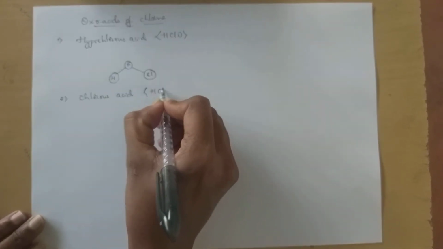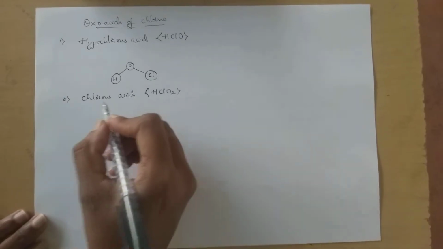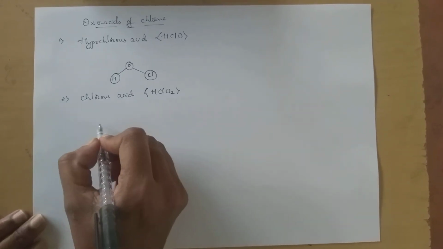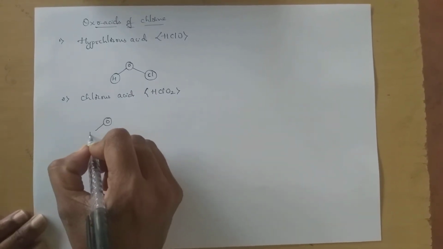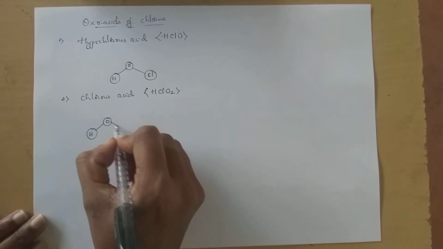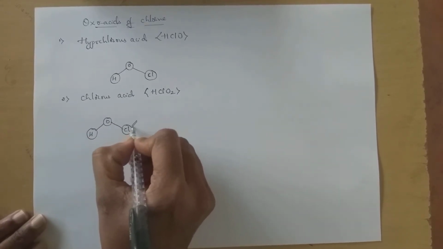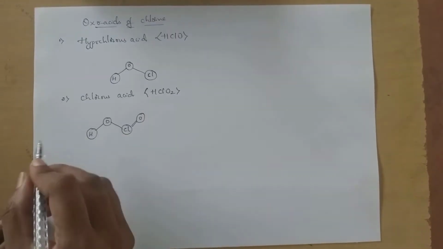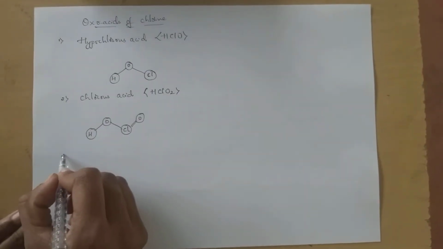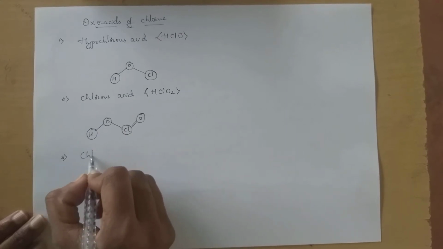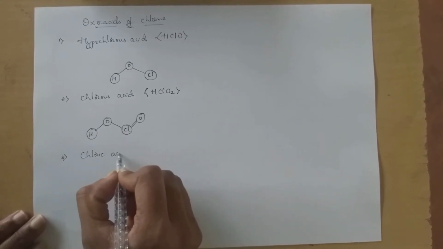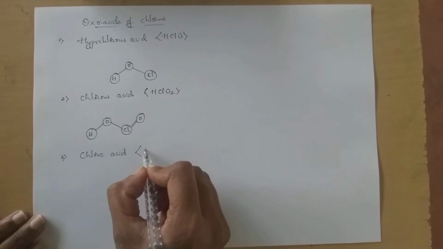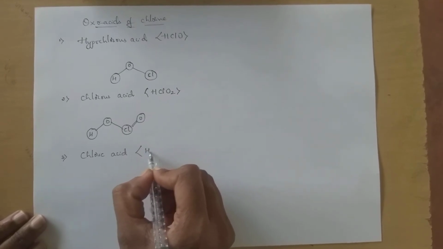That is HClO2. So chlorous acid, HClO2. This is the structure of chlorous acid. Next we have chloric acid. Chloric acid, that is the composition HClO3.